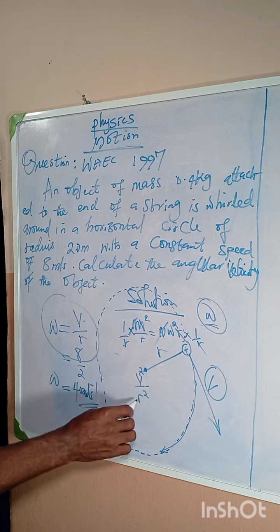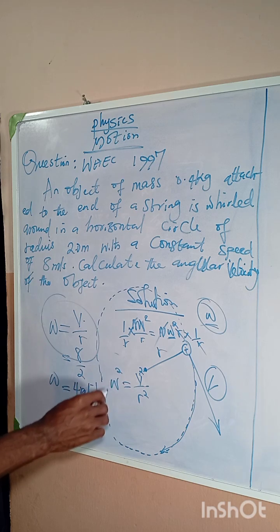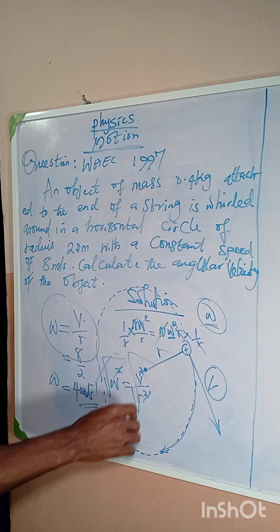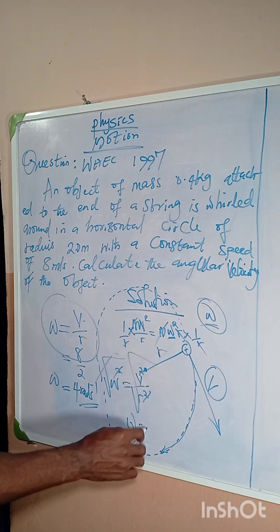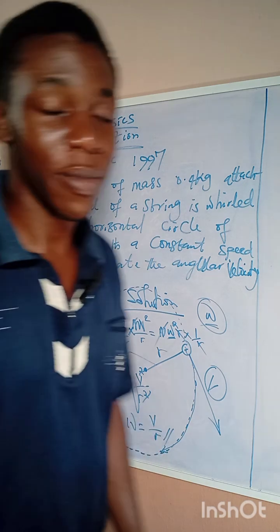It's all messy, I know. All equal to omega squared. So square rooting both sides eliminates this, and then we have omega to be v over r. I hope that makes sense to you.